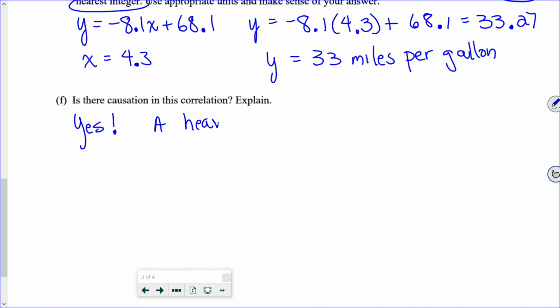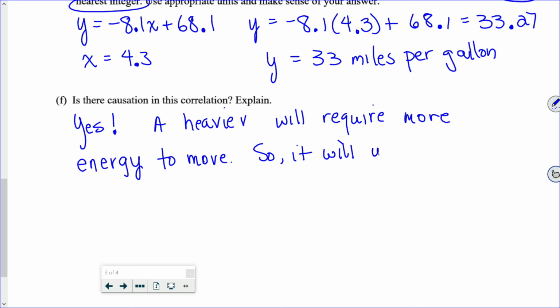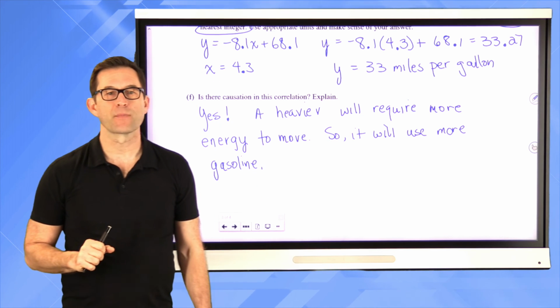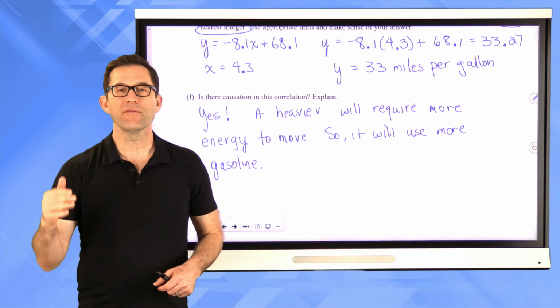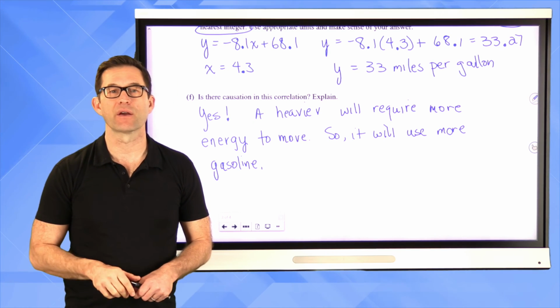A heavier vehicle will require more energy. How about energy? More energy to move. So it will use more gasoline. So absolutely, right? The weight, there is no lurking variable here. The weight of the car is directly causing the mileage to be different. All right, so there's definitely a causation here.